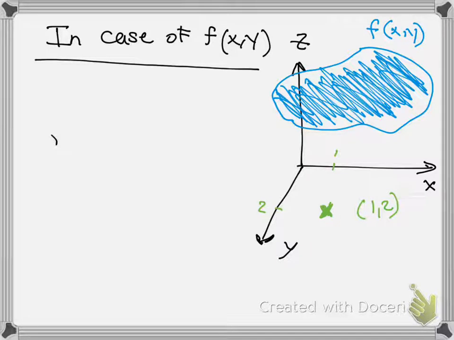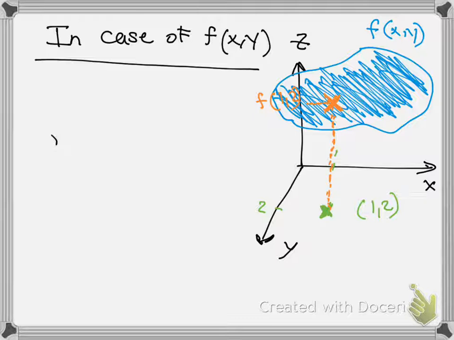Now, what's the image of f(1, 2)? So this is here. So the height, let's say this is the image of 1, 2. So this is f of 1, 2 here. The height of this point, that's the image of 1, 2, right?